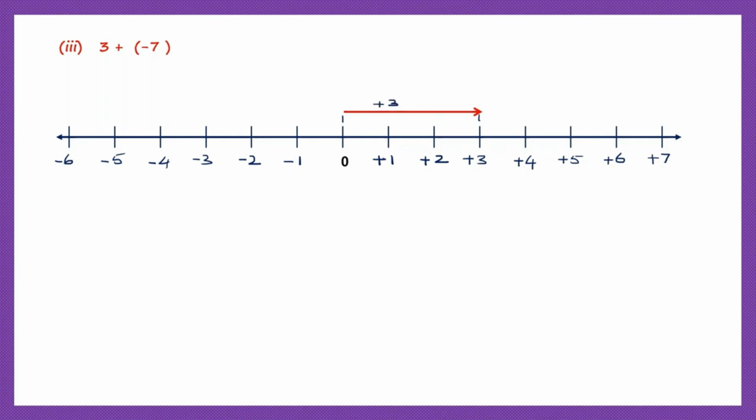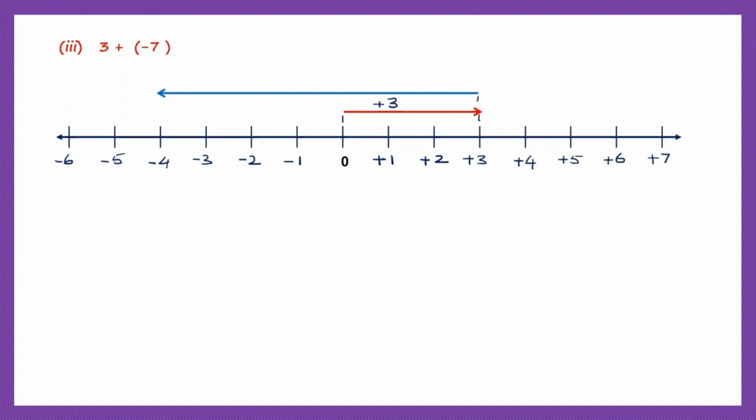Now look at the next integer. The next integer is minus 7. That means we stopped at 3. We have to move 7 places to the left because there is a minus sign. So from 3, we're going to move 7 places to the left. That will be 1, 2, 3, 4, 5, 6, 7. We're going to stop at minus 4. So we've done that. So where did we start from?